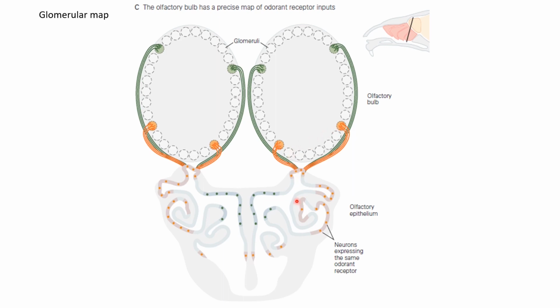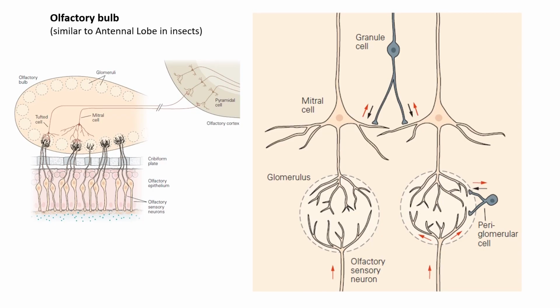So given the combinatorial code at the receptor level, each odor activates a certain subset of receptors and therefore will result in activation of a certain subset of glomeruli. So that is sometimes known as the glomerular map of the odors. Now within the olfactory bulb, there are a few types of neurons. There are tufted cells and mitral cells which take information to the higher brain areas. And then there are some neurons that are local within the antennal lobe.